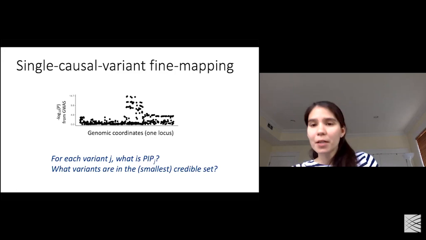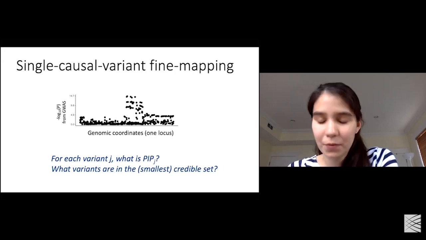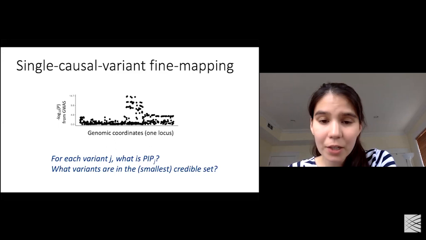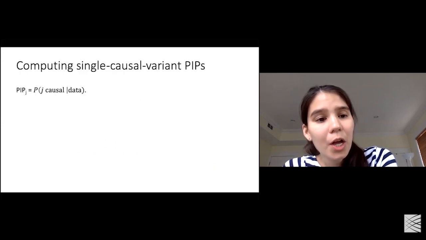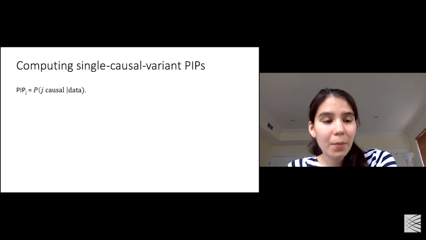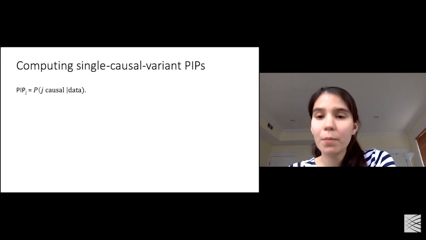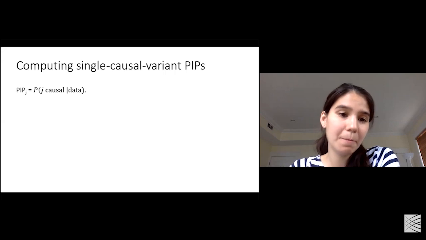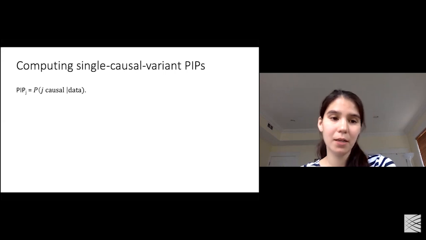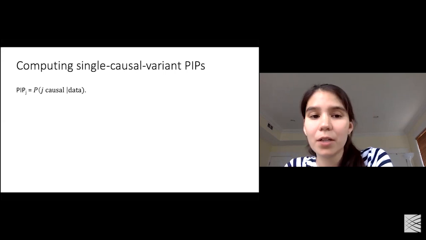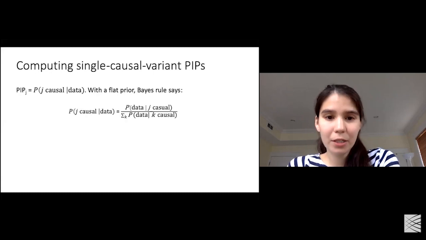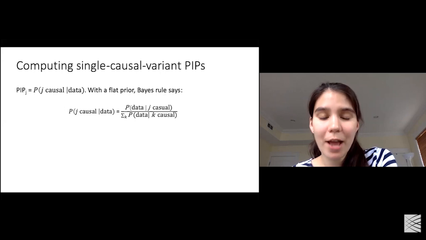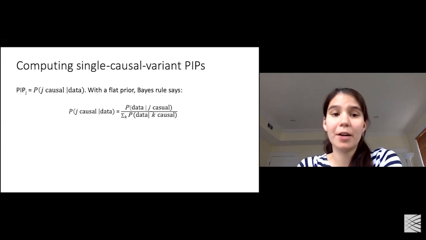And so now I'm going to talk in a little bit of technical detail for a few slides on how we actually go about doing this. So what is the PIP at SNP-J? Let's start by computing the PIP at SNP-J. And we can write this as the probability under our model that SNP-J is causal given the data that we have. And we're being Bayesian. And so let's say that we have a flat prior on which variant is causal.